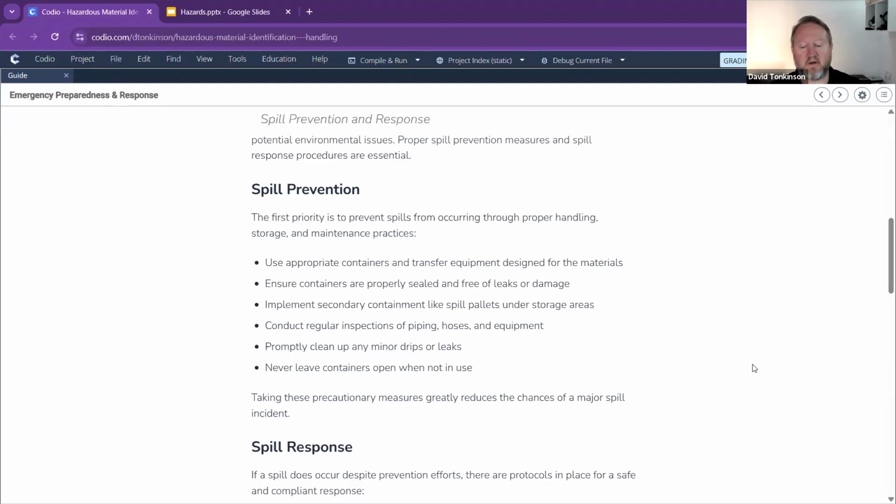Implement secondary containment like spill pallets under storage areas. We talked about that. If you have a diesel tank on site, a lot of the diesel tanks will quite often be double skinned. But underneath the double skin, there will normally be a hard concrete pour. The idea is if they both fail, the diesel will drip onto the hard concrete floor, which you should be able to easily inspect. That's why they're raised and never drop straight onto a flat concrete slab.